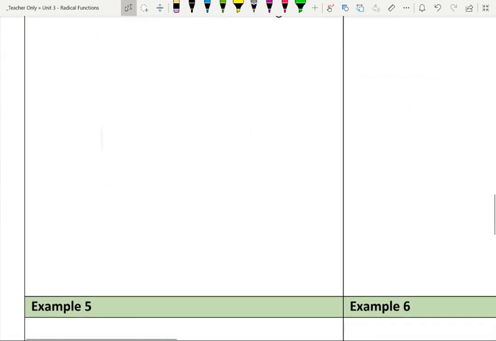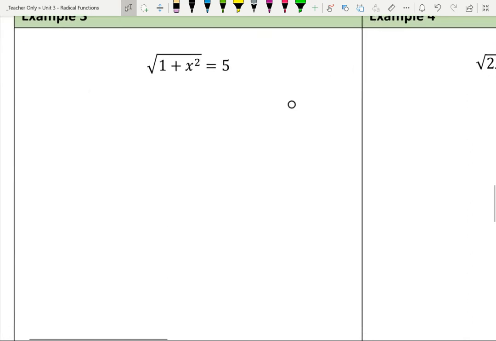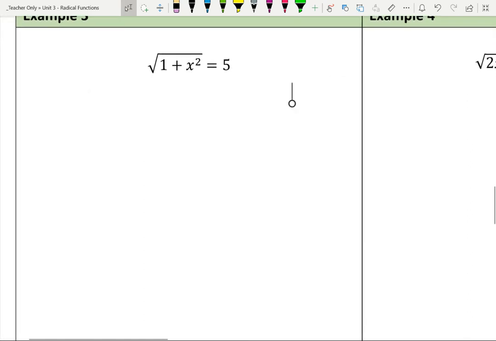We're going to do these next examples together. If you're watching this on your own, you're welcome to pause and work through the example and then come back and double check with me. If you're watching this with the whole class, you're of course welcome to work at your own pace, but here we go.